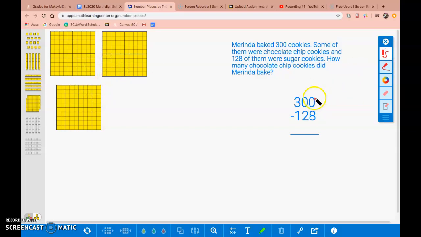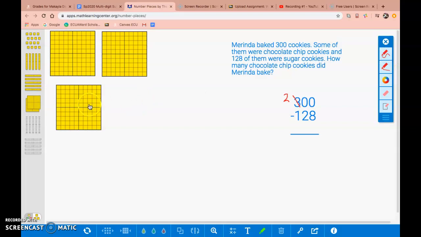So first and foremost, we want to look at the ones place, and we see that we cannot take away 8 from 0. So we're going to move over 1 to the left to the tens place, and we see that we cannot take away 2 from 0. So one more time, we're going to move over to our hundreds place, and we're going to borrow a group of 10 from our hundreds place.